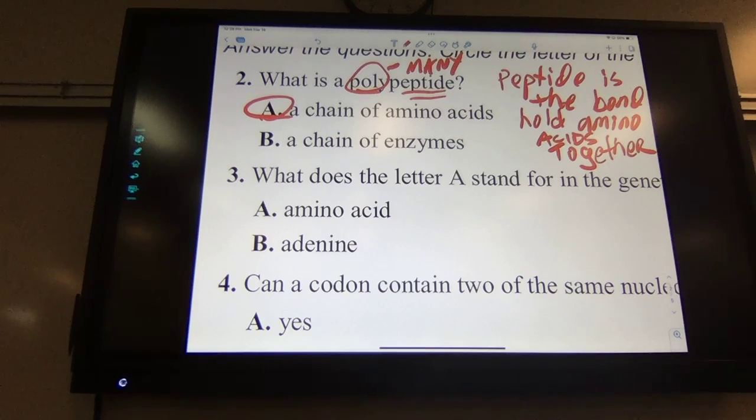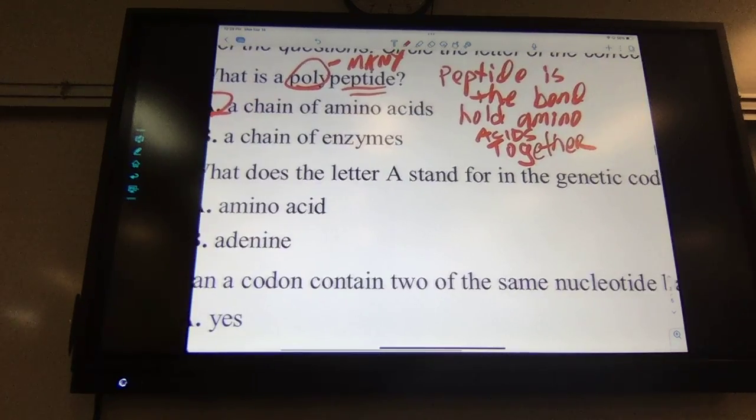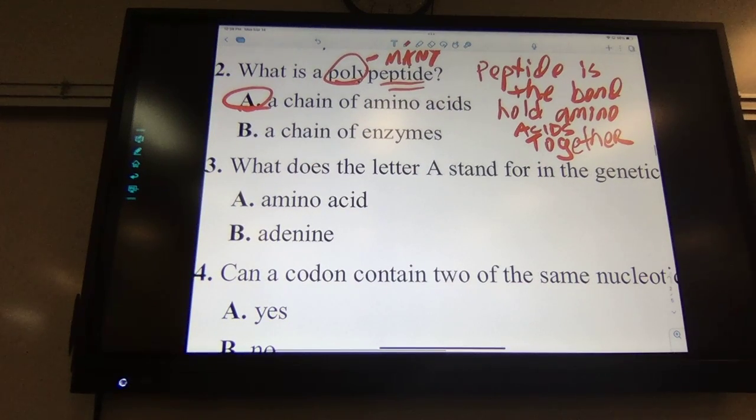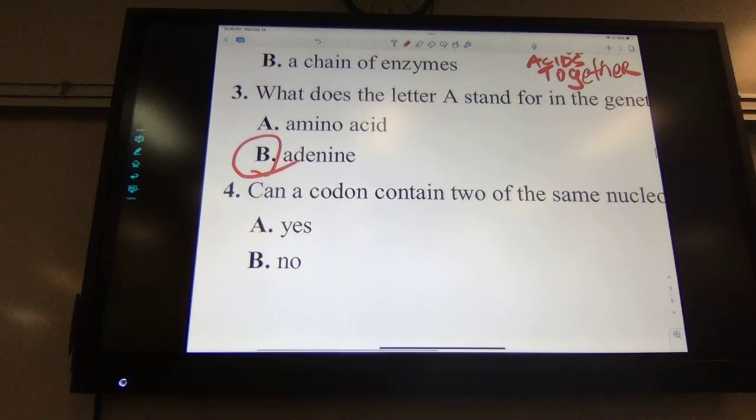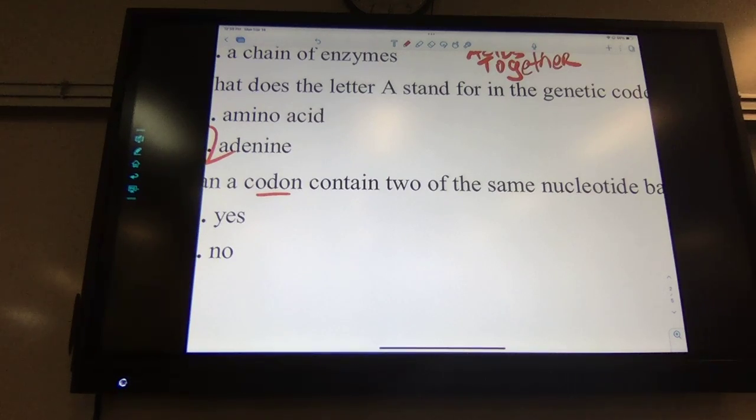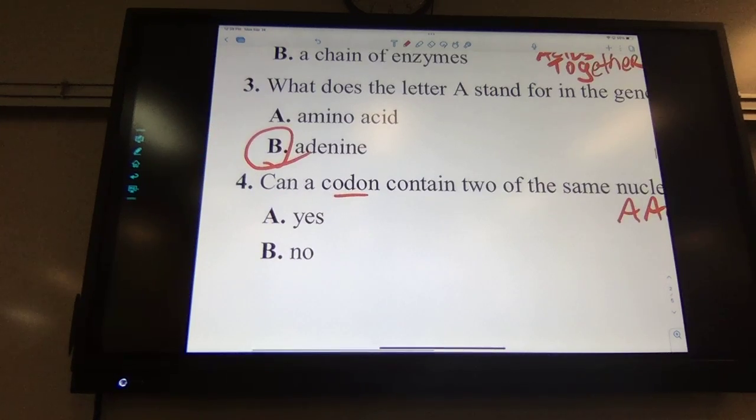What does the letter A stand for in the genetic code? Adenine. Adenine? Yep. Can a codon contain 2 of the same nucleotide bases? Like, could it go AAC? Yes. Yeah. You saw that in the protein synthesis race.